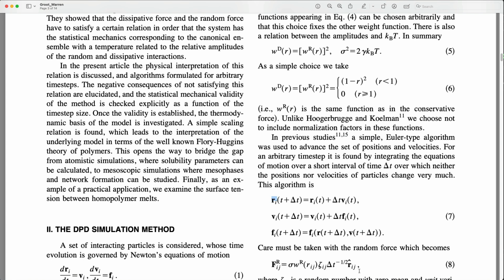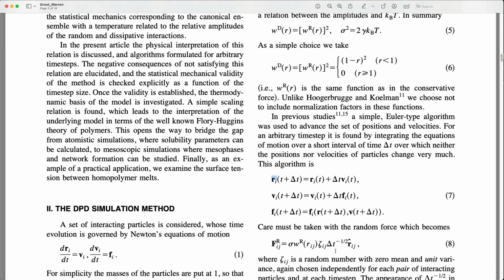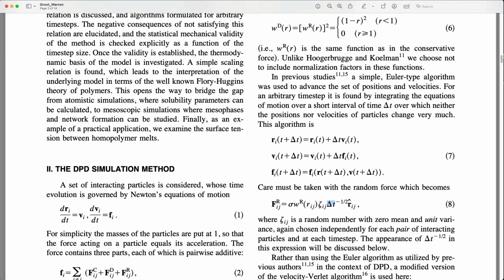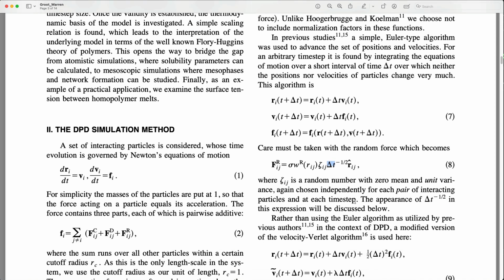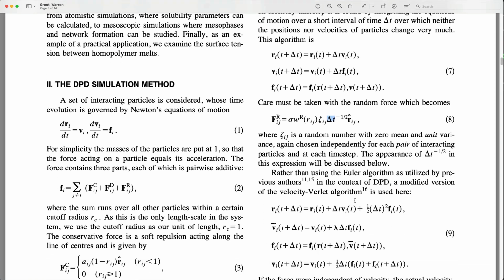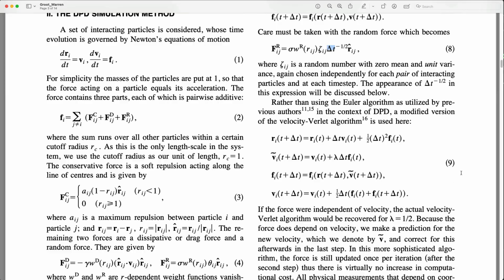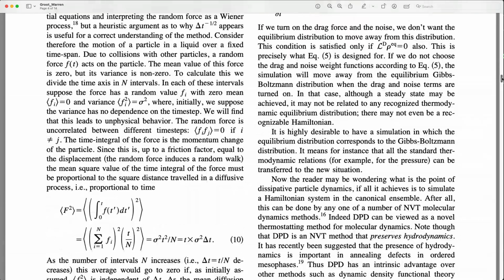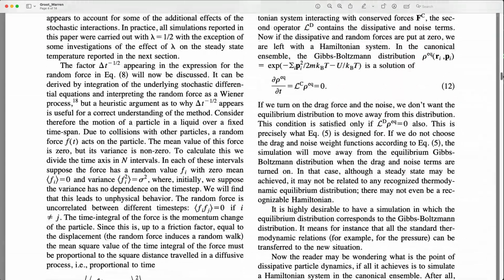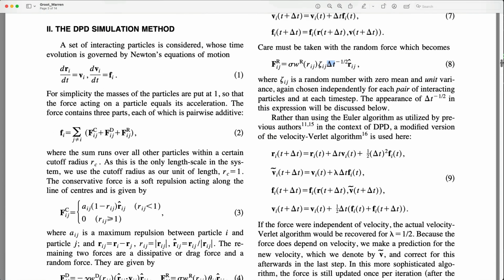But you get into a little bit of trouble with the random force, right? Because you've got delta t to the minus 1/2 here. So you've got this kind of half time step, and some of the forces depend on the velocity. So I'll let you read this paper. They talk a little bit about what's going on and how to handle this. But the bottom line is that the velocity-Verlet algorithm is one way to minimize errors.